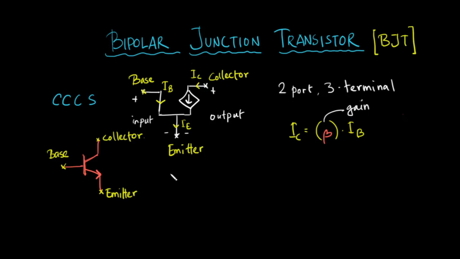So we want to see how a bipolar junction transistor operates. To do that, we will have to connect this transistor in a circuit and see what happens.